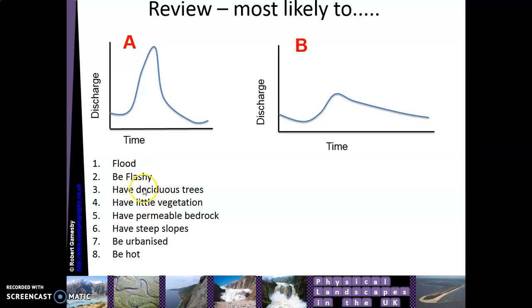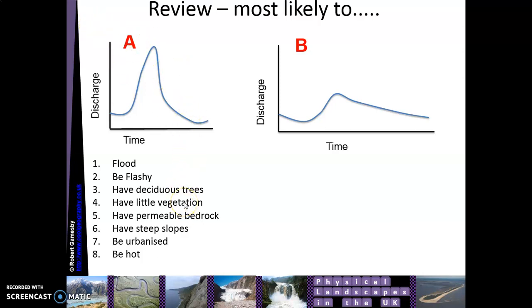Have deciduous trees. Deciduous trees are like what we've got around here at school, so they drop the leaves. The deciduous areas are likely to have quite gentle hydrographs like in B, because obviously the trees will capture that water. But actually in the winter, it can become quite flashy because you've not got those leaves to protect the soil and to stop the water flow. Have little vegetation. Well, if you've not got much vegetation, you've not got much stopping the water from flowing through, so you're going to have a flashy hydrograph because the water's going to go straight to the river.